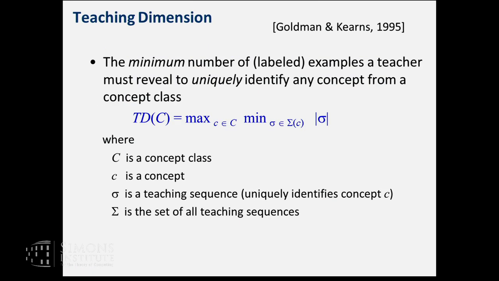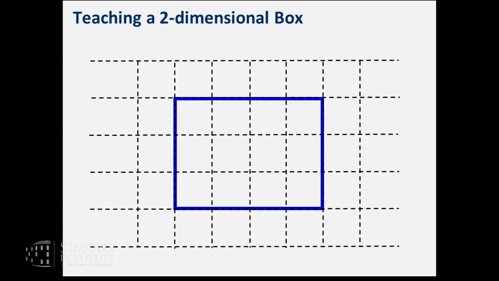OK. And so it turns out this is related to this idea of teaching dimension from learning theory, which essentially is if there's a teacher who knows a concept and they want to convey the concept to us, to students, by just using labeled examples, then what's the minimum number of examples they need to convey any concept from a concept class, right? And it's best understood looking at an example.